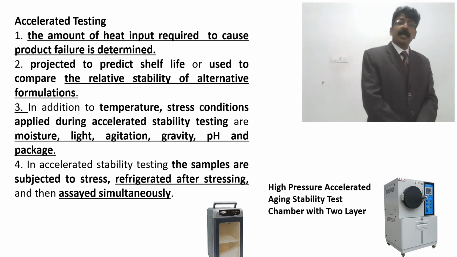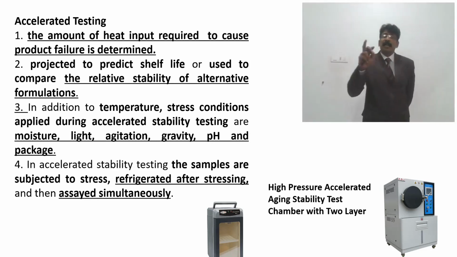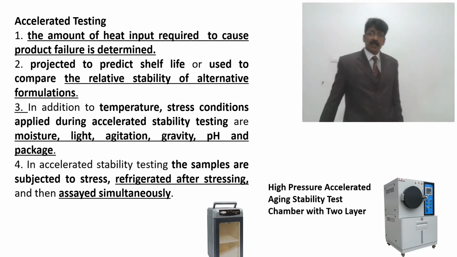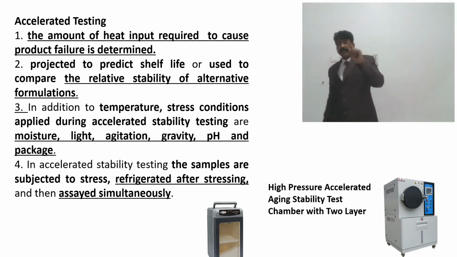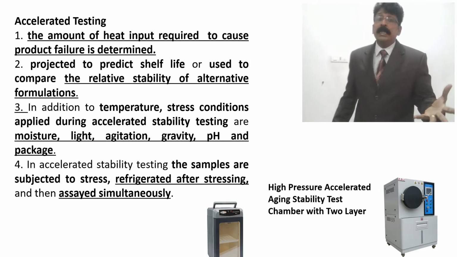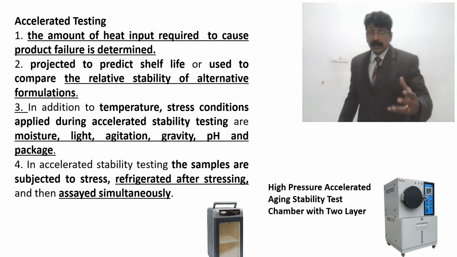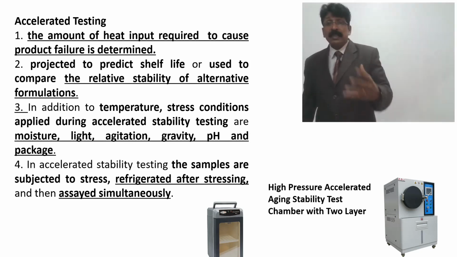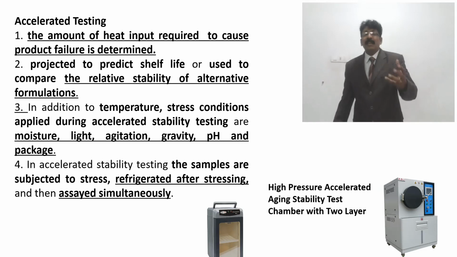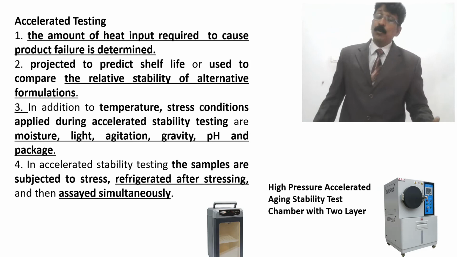And in accelerated testing, the samples are subjected to stress, kept refrigerated after stressing, and then assayed simultaneously. So this is the part I want to say. Assay is very important: the content of the component, not the external appearance. We want to see whether the marker, the constituents, are present. You will see the reference sample, and we will compare it with the sample kept in the stability instrument, testing whether the concentration is still existing, or whether it has degraded, reduced, or increased.